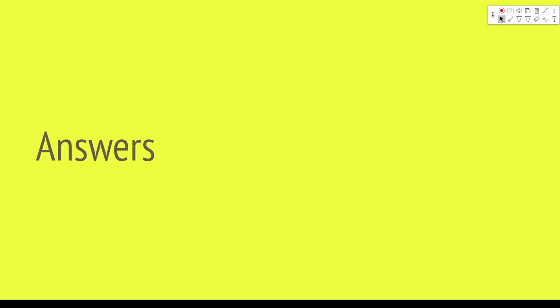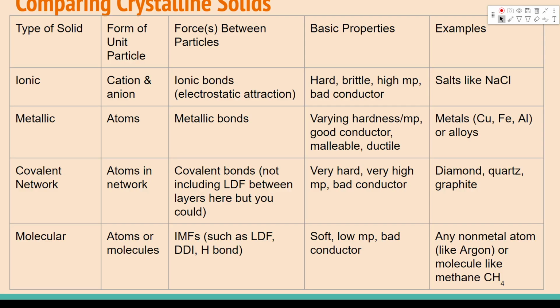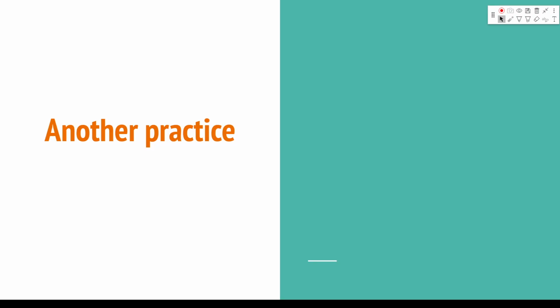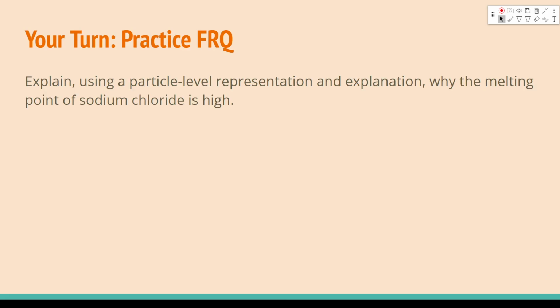Alrighty. Here's our answers. There's not much for me to talk about because, there you go. If you're confused about these, make sure to ask, especially the whys for the properties. Cool. All right, another quick practice. Here's a your turn. This is an example of one part of an FRQ. So read it to yourself. Try it out.